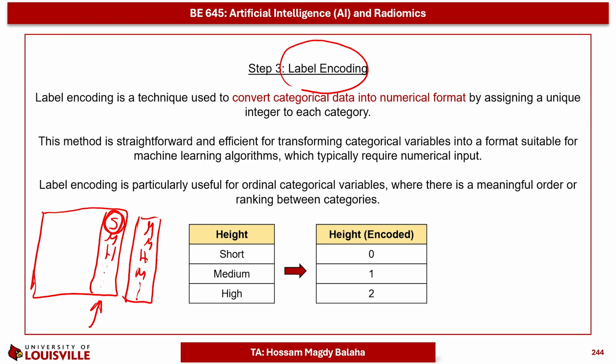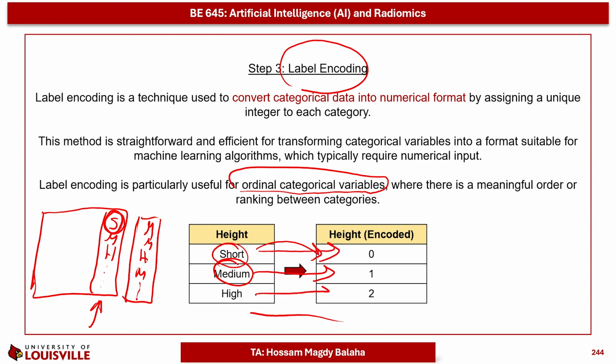So simply, you can convert each of these categories into numbers, and based on these numbers, we can calculate the corresponding matrix. The idea of the conversion is to get the unique categories and give each of them a number or a value or a meaningful order. So label encoding is very useful with ordinal categorical variables. In our example here, short, medium, and high are sorted, so we can give short 0, medium 1, and high 2.